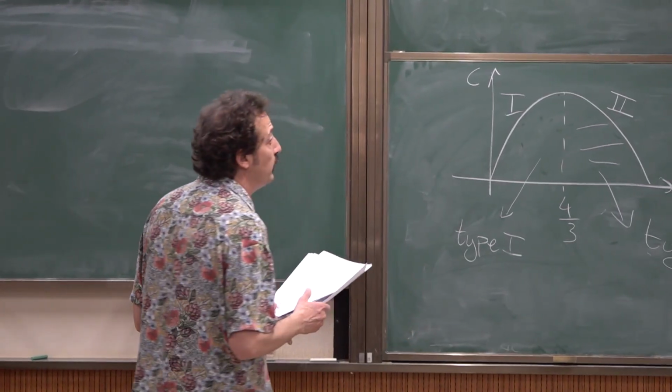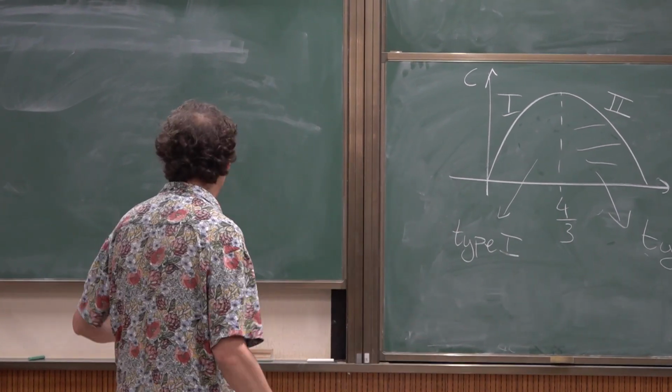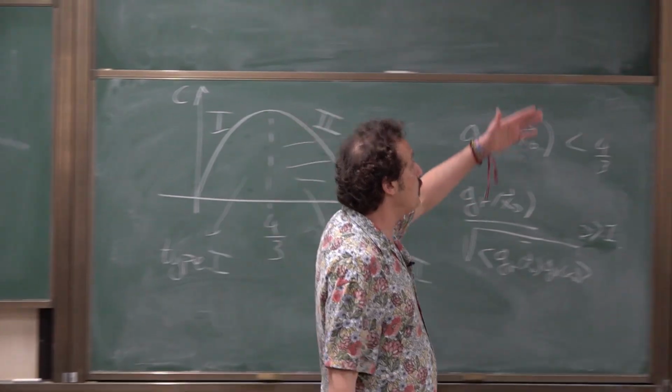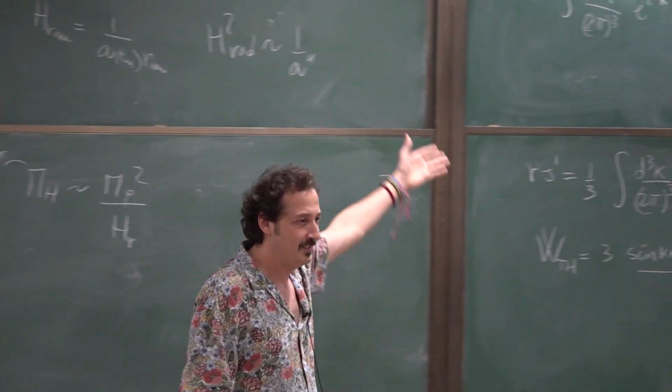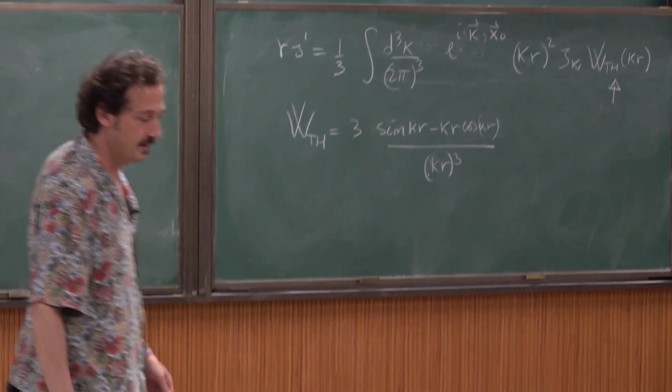And then we get what I promised: when the compaction function is equal to its critical value, we form a black hole of a mass 0. Okay, so that's the idea.